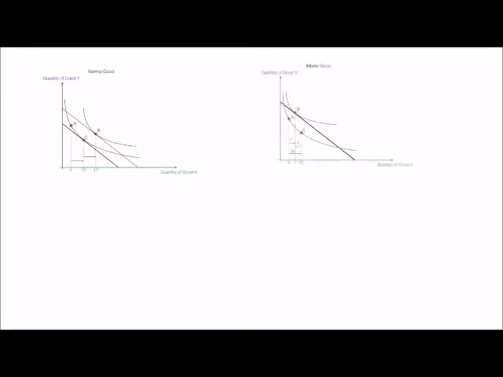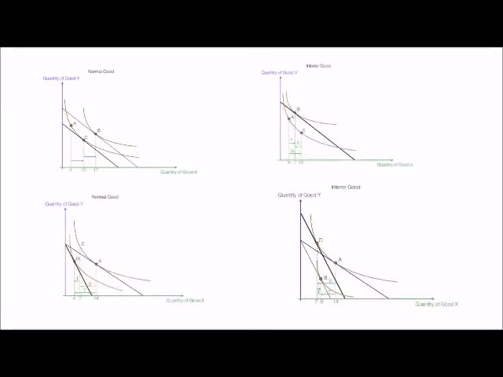So in this tutorial, I showed you income and substitution effects for normal and inferior goods with a price increase and a price decrease.